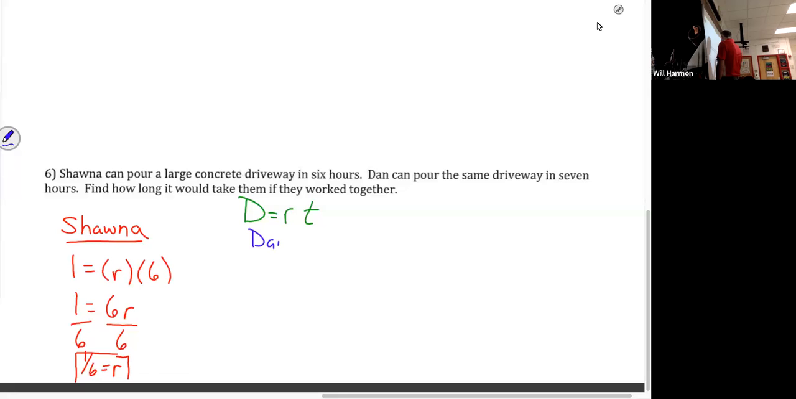Dan. Towards one driveway, but he does it in 7 hours. Divide by 7.